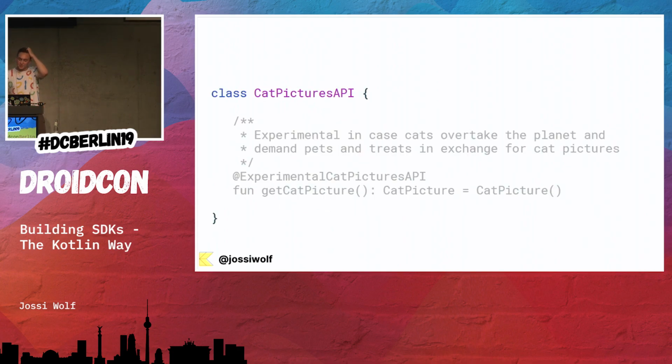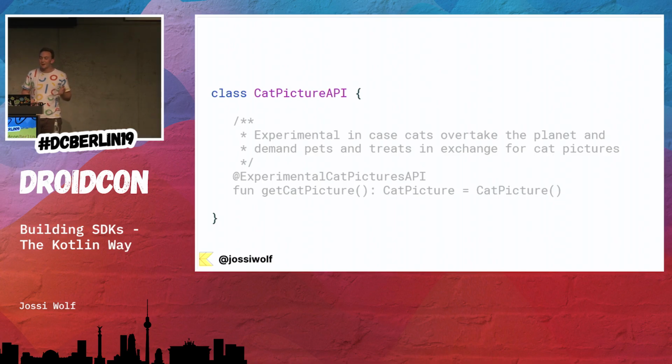Now, suppose you have great code, like I do. Suppose you have a typo in your class name. You can also do something about this with Kotlin. So suppose you had a class CatPicturesAPI before, and for some reason you now decided, all right, it should be called CatPictureAPI. This is like a project management decision or something, you just have to execute it.